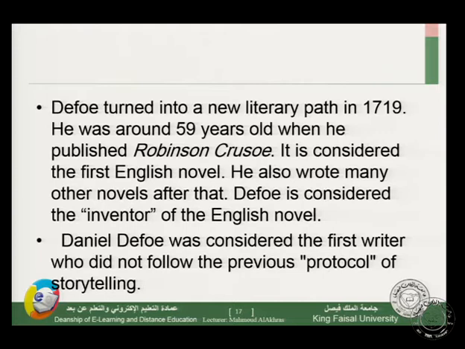Defoe turned to a new literary path in 1719. So we have a kind of switch from one type of writing to another type of writing. He was around 59 years old when he published Robinson Crusoe. Imagine that. He switched to another type of writing at that age. Imagine he was 59 years old.